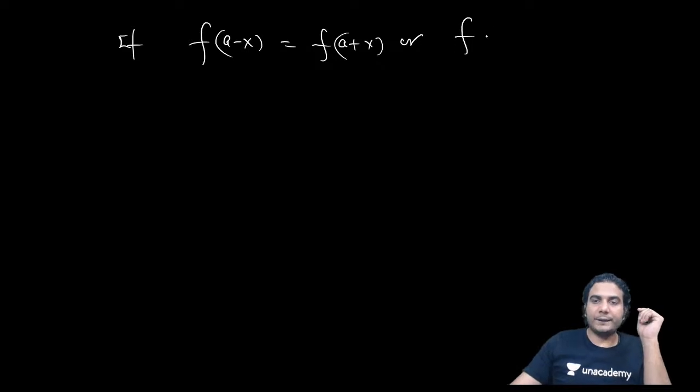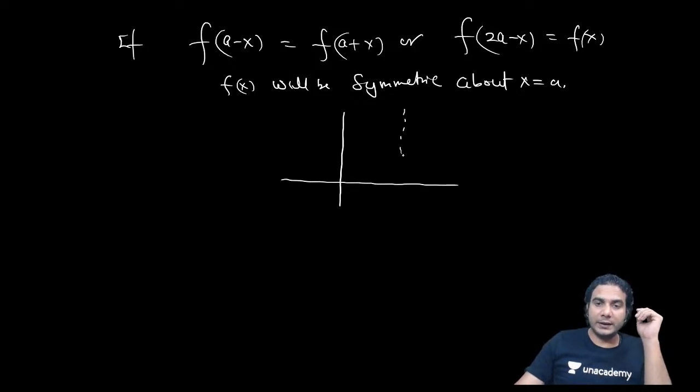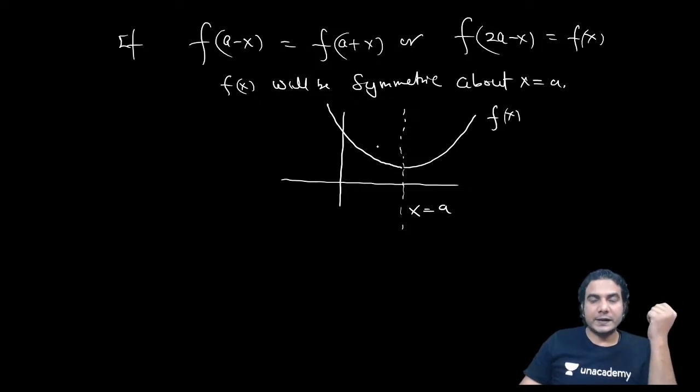If I generalize this, if I write f(a - x) is equal to f(a + x), or you can write f(2a - x) is equal to f(x), then f(x) will be symmetric about the line x is equal to a, all right? Now graph will be like this. This is a more generalized case, and the even function is a special case of this, all right? This is f(x), this is x is equal to a. If you put a is equal to 0, this will become the even function, f(-x) is equal to f(x), all right?